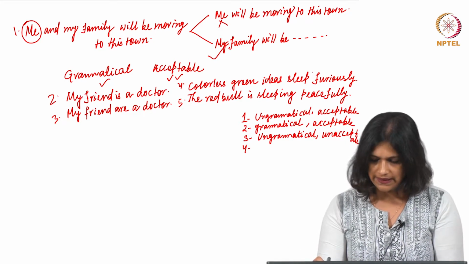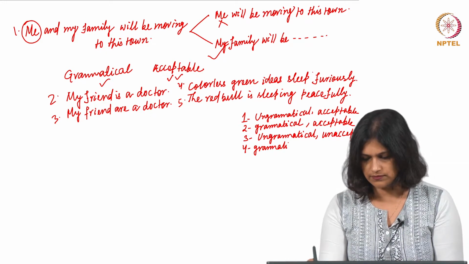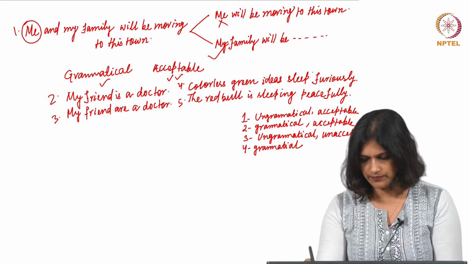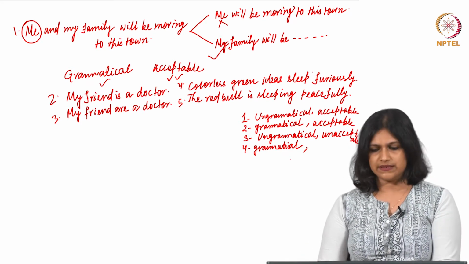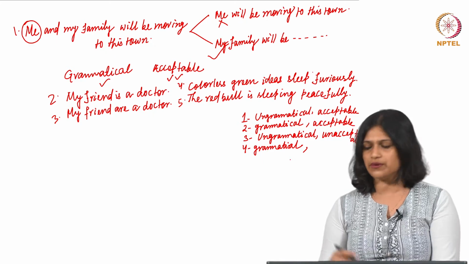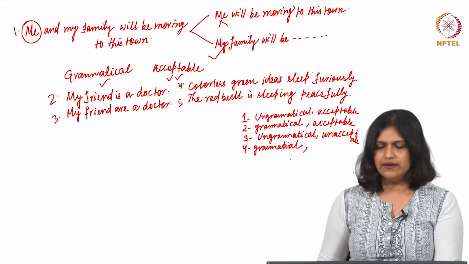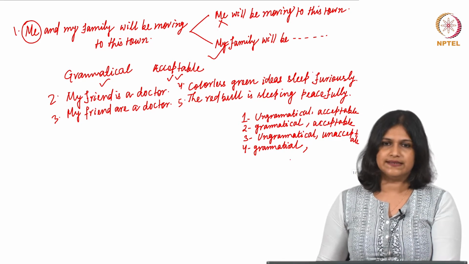So, grammatically it is fine, it is grammatical. Okay. Now, let us check the acceptability. Do you think people will ever speak a sentence like that, colorless green ideas sleep furiously? What do you understand? How can something which is green also be colorless?